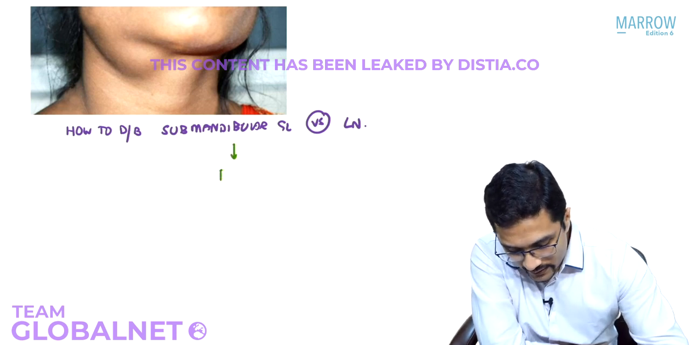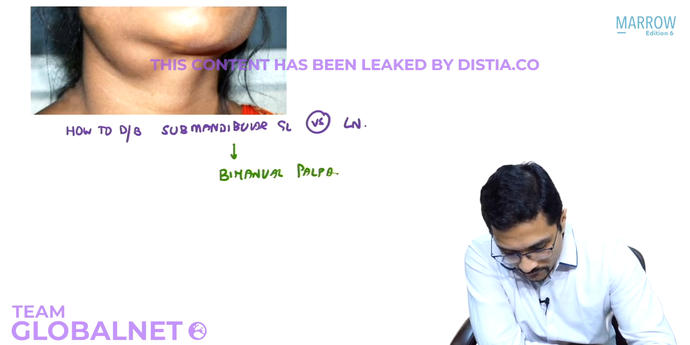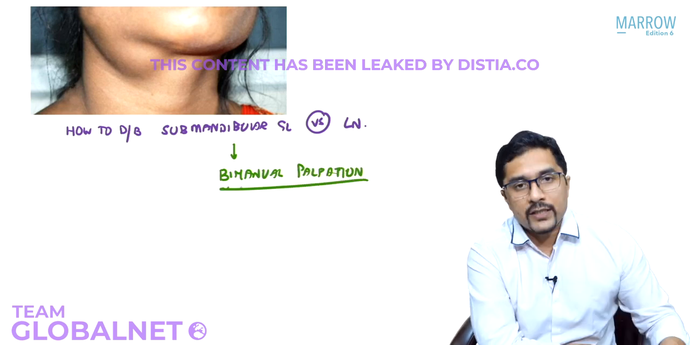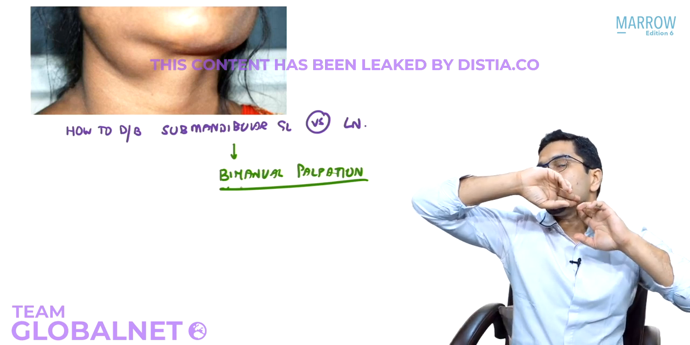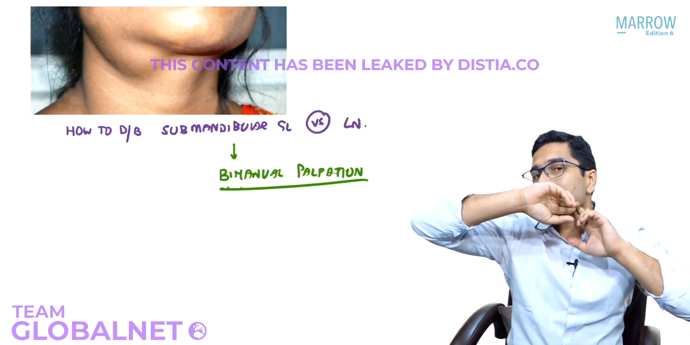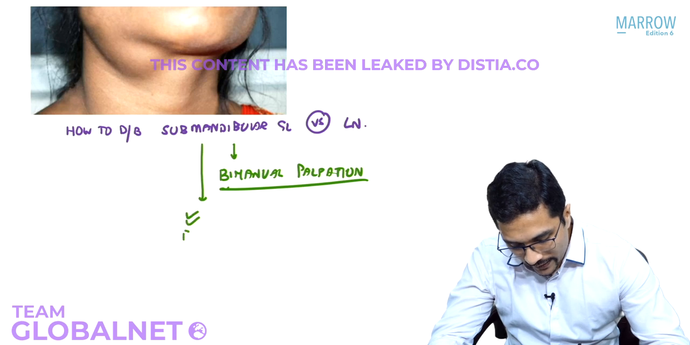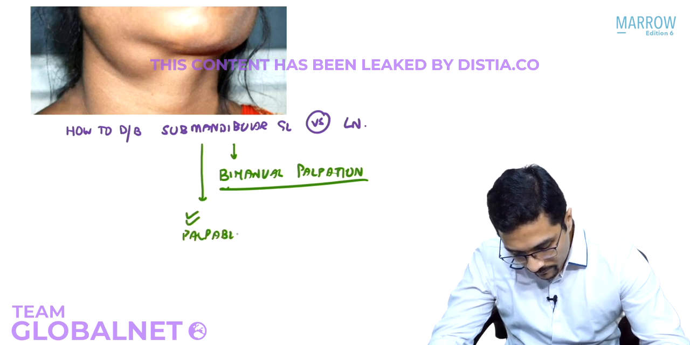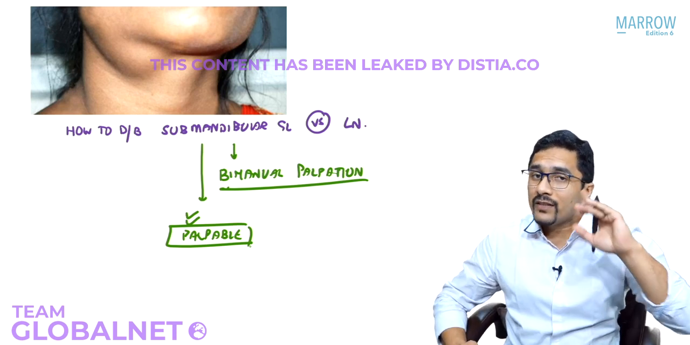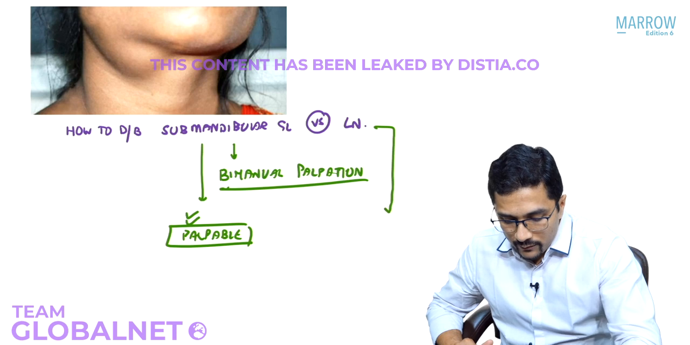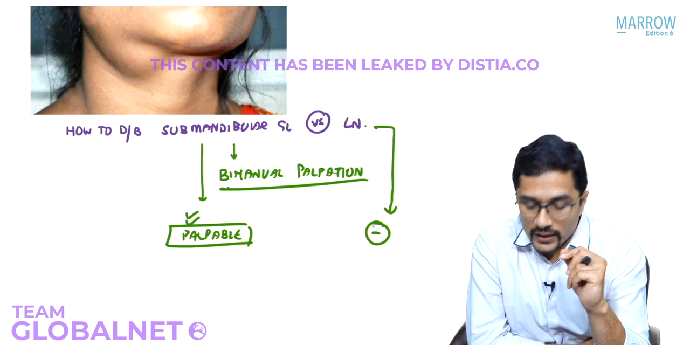So to differentiate this, we do bimanual palpation. Bimanual palpation means 2 fingers inside the oral cavity, 2 fingers in the neck, and then we palpate. Submandibular gland is bimanually palpable because you know the submandibular gland has a deep lobe as well, which is bimanually palpable. Lymph node is not bimanually palpable. So that is how we can differentiate the two.